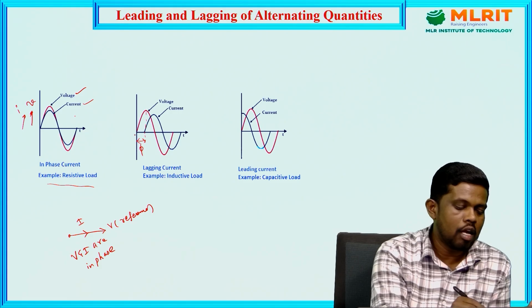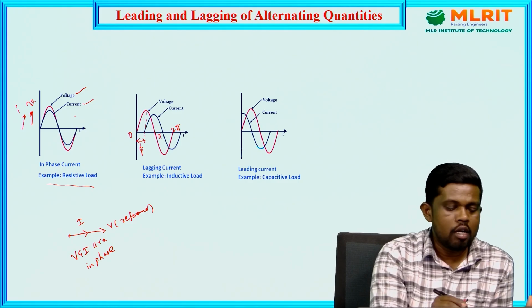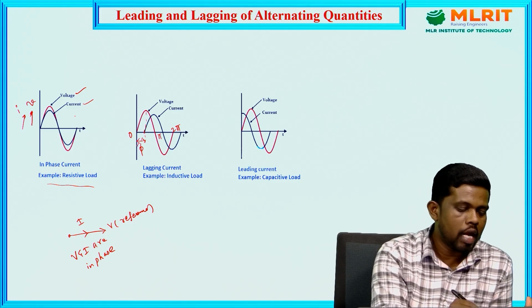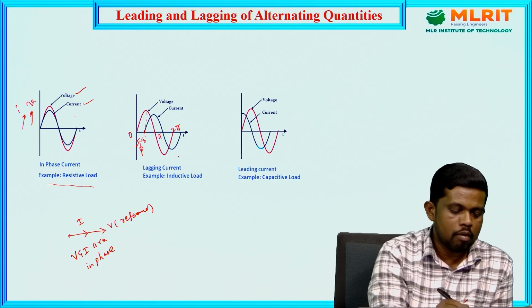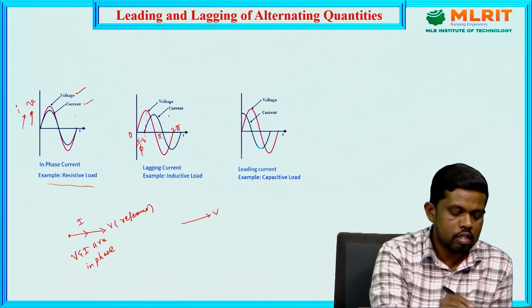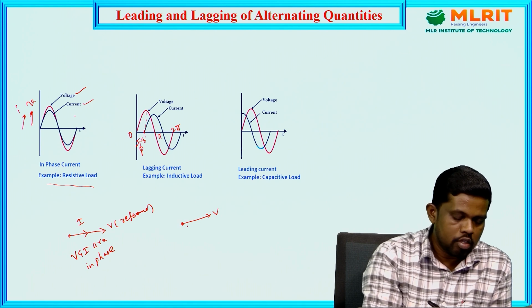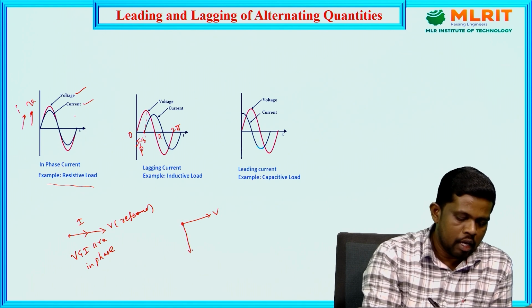So the exact angle should be, this is a 0 and this one is a pi and this is a 2 pi, red one. So in this instant the current always starts after the 90 degrees of the voltage. So hence we need to draw the phasor diagram of this one. We need to consider the voltage as a reference. With reference to the voltage, the current always lags behind the voltage at an angle of 90 degrees.